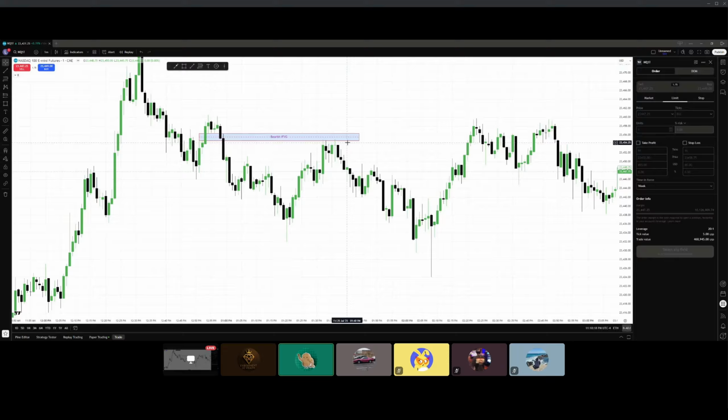On a 50K account, if you're below $1,500 in profit, you use no more than 2 lots. At 1,500 to 2,000, you use 3 lots. Above 2,000, you can use up to 5 lots. On a 100K account, if you're below 1,500, you use 3 lots. 1,500 to 2,000, 4 lots. 2,000 to 3,000, 5 lots, and above 3,000, 10 lots.